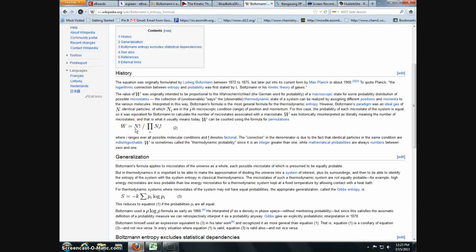Now in this case, capital N is the total number of particles in the system. Remember the guy on the beach talking about the number of particles of sand. And then that's going to be divided by the product of the factorials of the populations of each energy state that is occupied in the system. So it's really about energy states. Let me show you what I mean here.